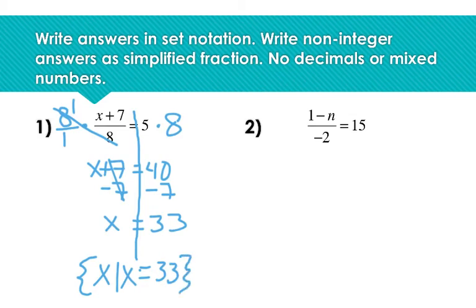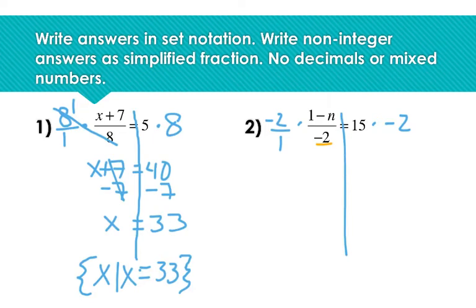Now number 2, we see a similar setup. We have (1 - n) divided by negative 2. So there's our rational part of the equation, equals 15. So our denominator here is negative 2. So that's what we're going to be multiplying to both sides of our equation. So we have negative 2 and negative 2. Now on the left we have a fraction, so I'm going to put it over 1. And now we're going to simplify.